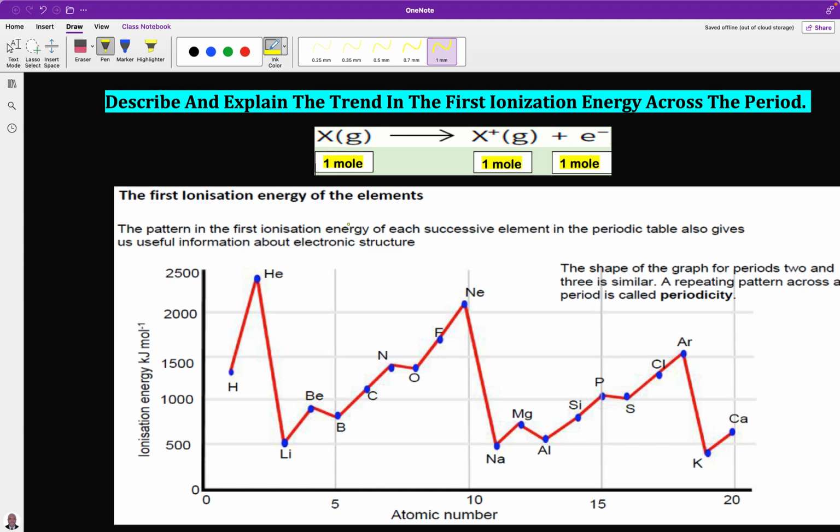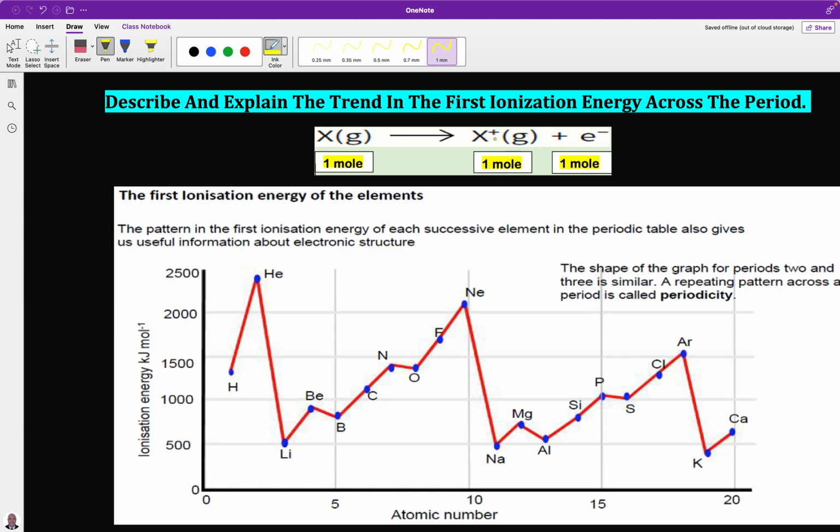The first ionization energy is the energy required to remove 1 mole of electrons from 1 mole of gaseous atoms to form 1 mole of gaseous ions with a unipositive charge.